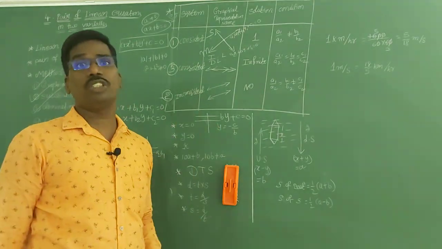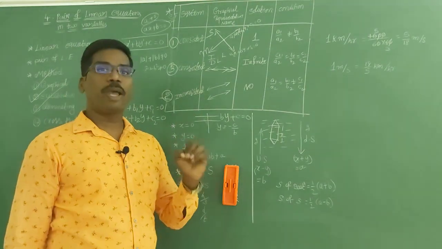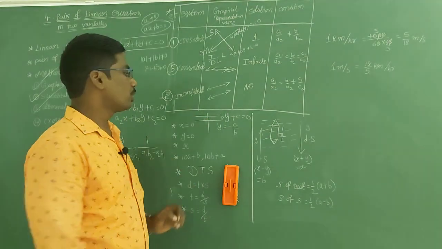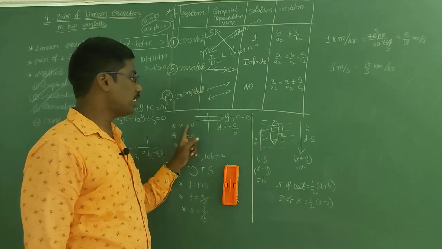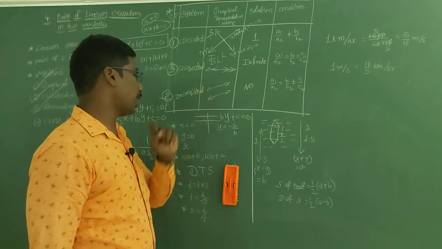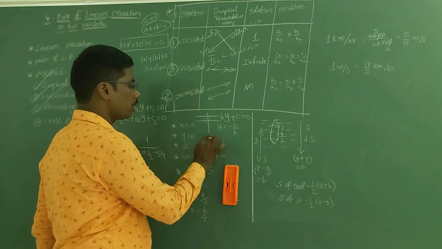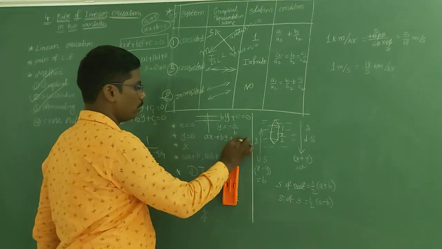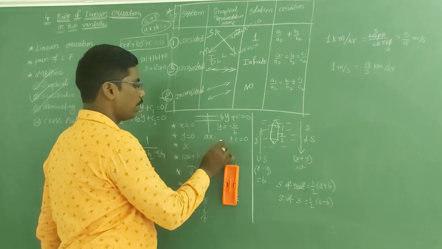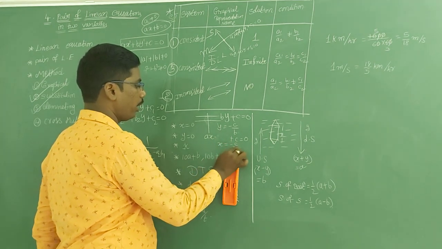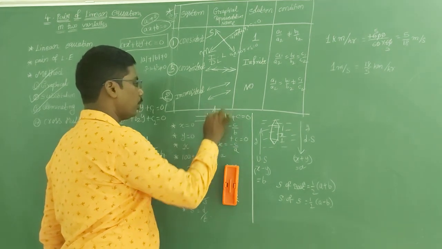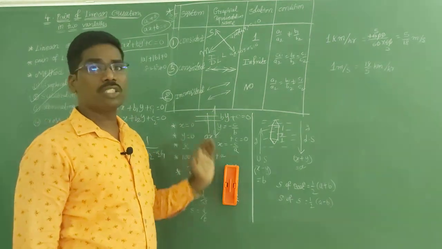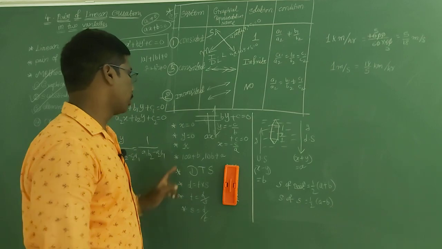If y is equal to 0, ax + by + c = 0, then x is equal to minus c by a. So then that is parallel to y axis. If y is equal to 0, then it is parallel to y axis. If x is equal to 0, then it is parallel to x axis.